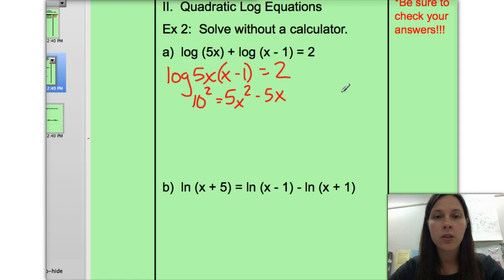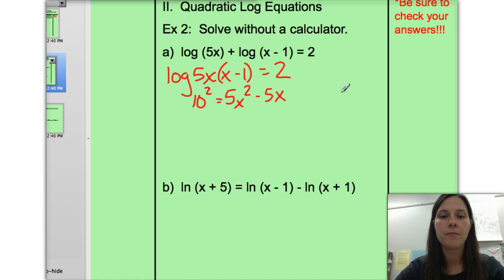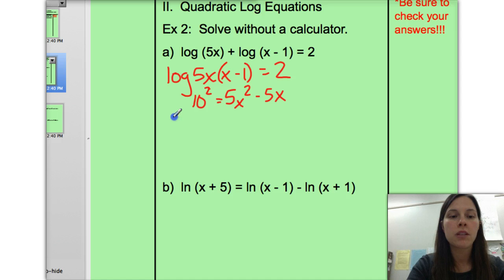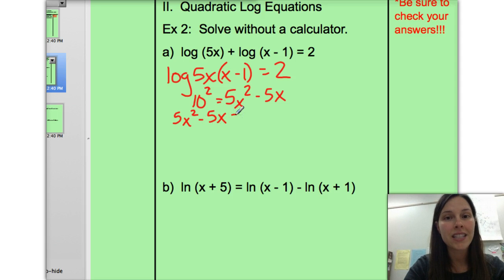Now we have our quadratic equation, so we're going to evaluate the 10 squared and get all of our variables and numbers on one side of the equal sign. Anytime that you have a squared term and a regular x term, you want to get it equal to 0 and use factoring or quadratic formula to solve. So I'm going to, just because we're more used to it this way, put my x squared and my x over on the left, and I will be subtracting the 100 to get it equal to 0.